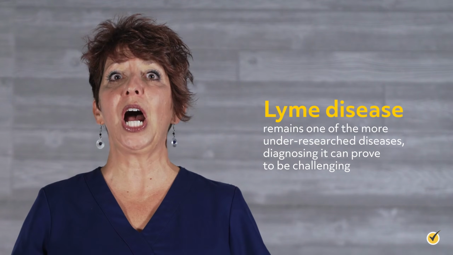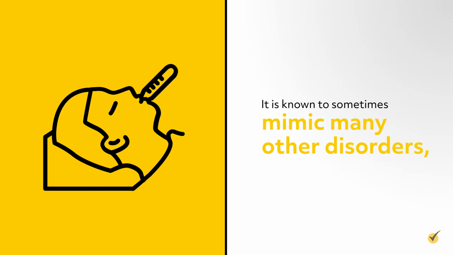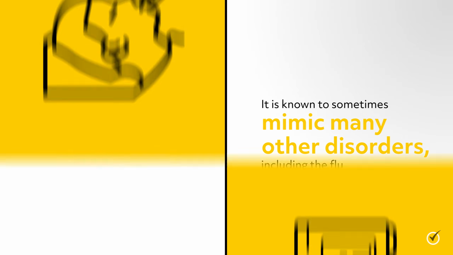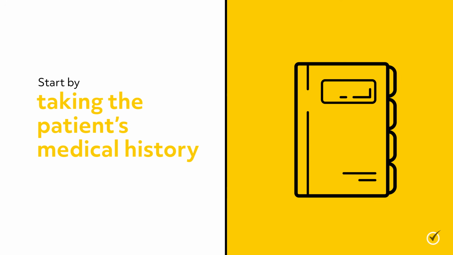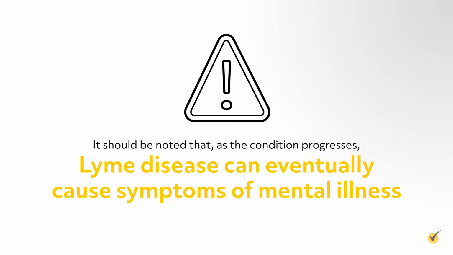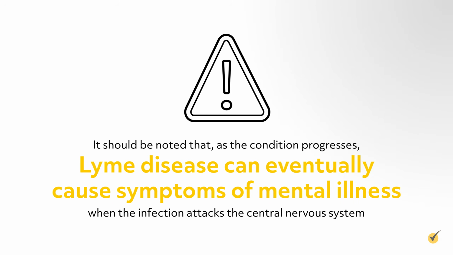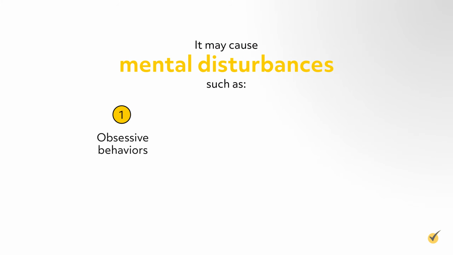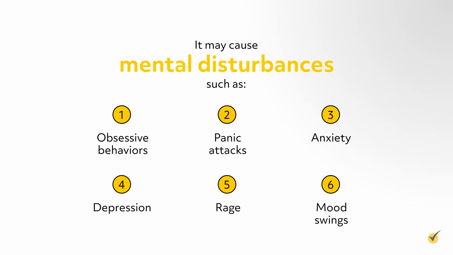How is Lyme disease diagnosed? Because Lyme disease remains one of the more under-researched diseases, diagnosing it can prove to be challenging. For starters, it is known to sometimes mimic many other disorders, including the flu. Start by taking the patient's medical history and taking note of present signs and symptoms. It should be noted that, as the condition progresses, Lyme disease can eventually cause symptoms of mental illness when the infection attacks the central nervous system. It may cause mental disturbances such as obsessive behaviors, panic attacks, anxiety, depression, rage, and mood swings.